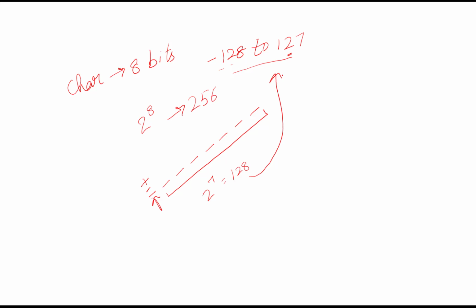The same is true for short int, whose size is 16 bits. The first bit is reserved for the sign and from the next 15 bits, 2 to the power 15, you can calculate the range. Similarly for integer also. Now there is one more concept, unsigned: unsigned integer or unsigned character.